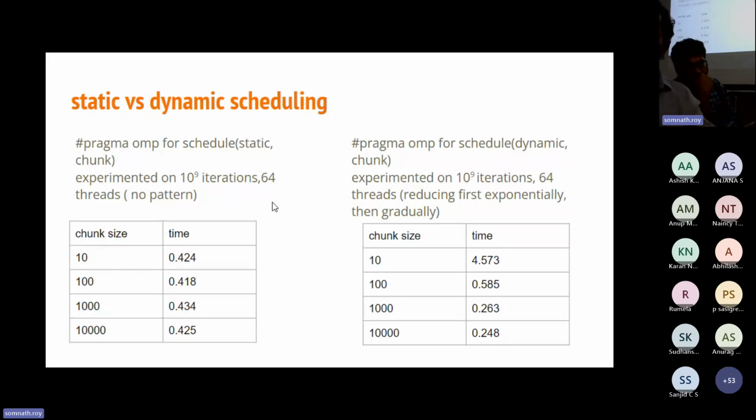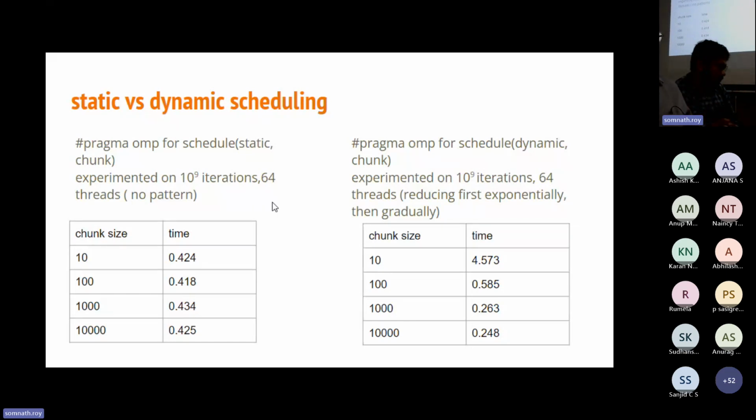After that, again 64 into 10 will be allocated. So if the chunk size is increased to 100, then each thread will be allocated 100 iterators at a time. So if there are 64 threads, then 6,400 are allocated in the first time slot, and in the second time slot, again 6,400 will be allocated. So this is the type of static scheduling.